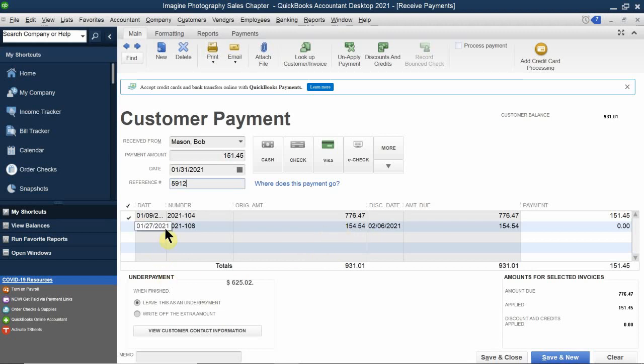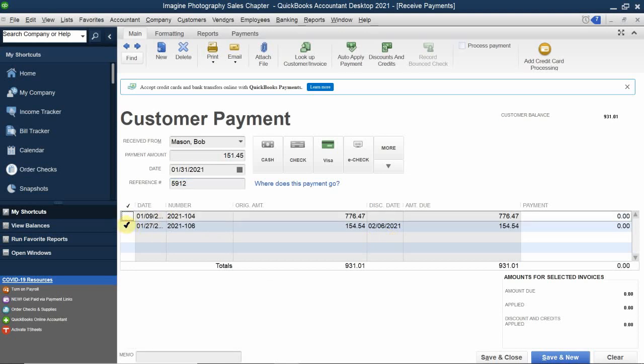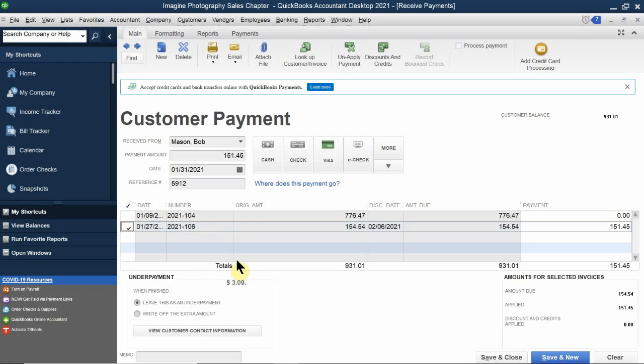So let's take a look. Invoice number 2021-106. It says here that he owes me $154.54, and he gets a discount due date if he pays before February 6th. So in this case, I want to apply it to not that invoice, but this invoice. But it still shows that he is underpaying. So how do we record the discount?